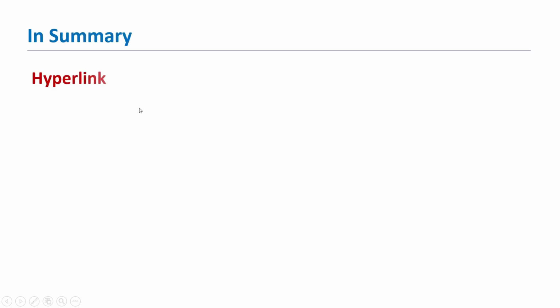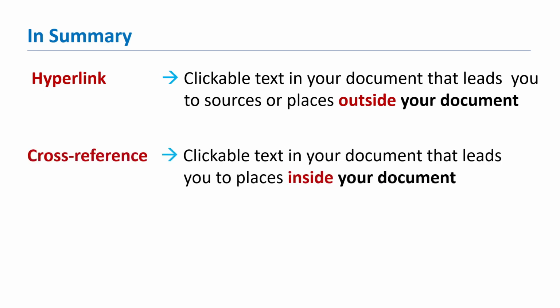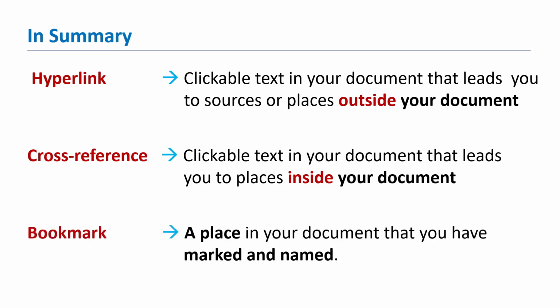So in summary, a hyperlink creates clickable text in your document that leads you to sources or places outside your document. A cross-reference creates clickable text just like a hyperlink, but the difference is that it leads you to places inside your document. And a bookmark is a place in your document that you have marked and named. Because you have marked and named that place, you can use a cross-reference to reach it inside your document. So with this little background out of the way, let's head to LibreOffice and see how we can insert and use cross-references inside our document.